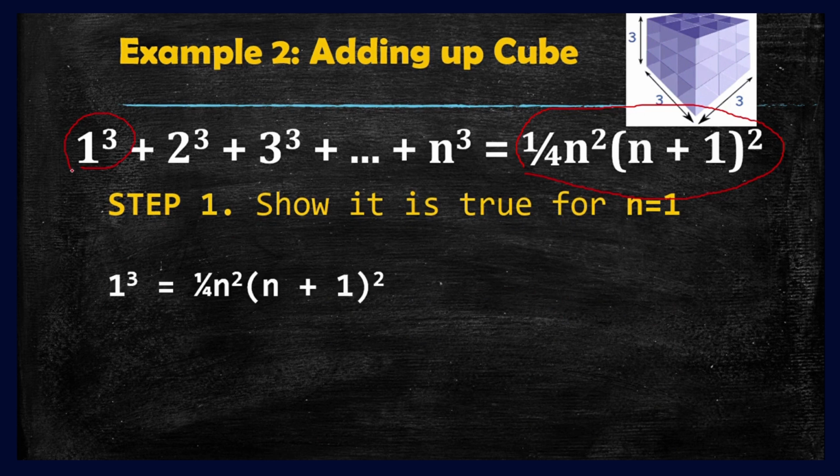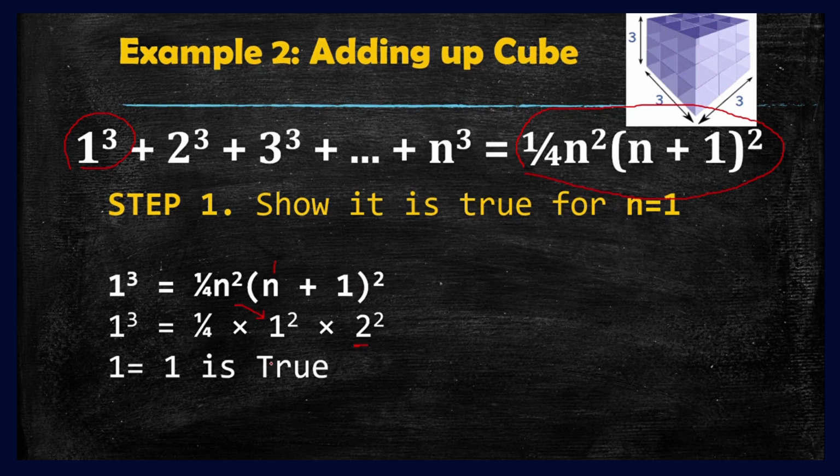So now we can have 1 cube equal to 1 over 4 n squared times n plus 1 squared. So substitute 1 tayo sa lahat ng n. We'll have 1 over 4 times 1 squared. Ito yun. N squared will become 1 squared. Then magiging 1 to, so therefore 1 plus 1 is equal to 2 na. So 2 squared dito. Then simplify tayo. 1 cube is equal to 1. And performing this or simplifying this will come up to 1 also.